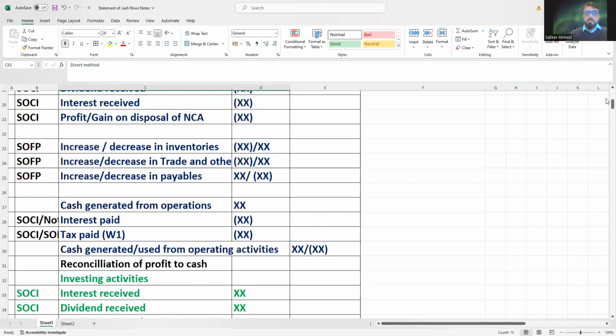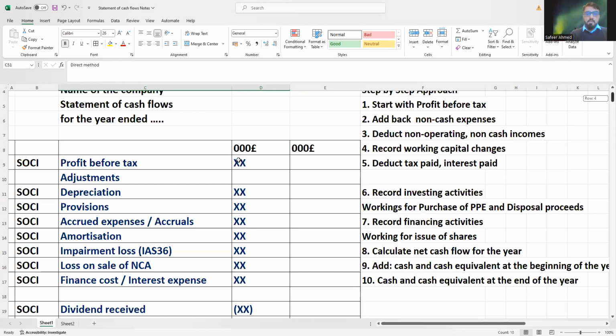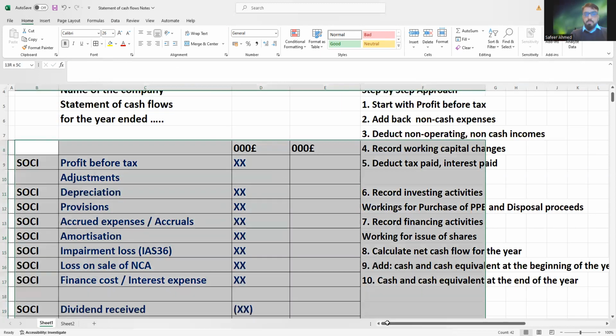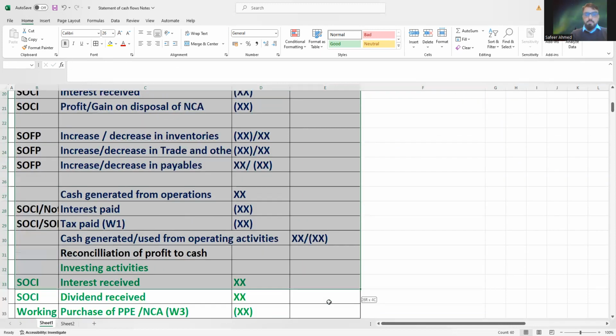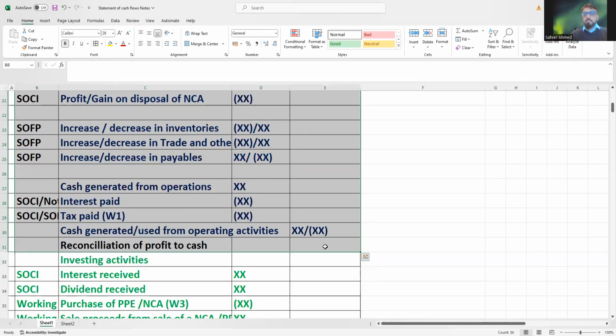So in other words, in the direct method, you won't be doing all of this. Instead, you will be calculating directly cash received from customers, cash received from any other operating activities, and then cash paid to suppliers and employees. So it's quite straightforward. And this is why the majority of the time in exams, you see the indirect method tested rather than the direct method.